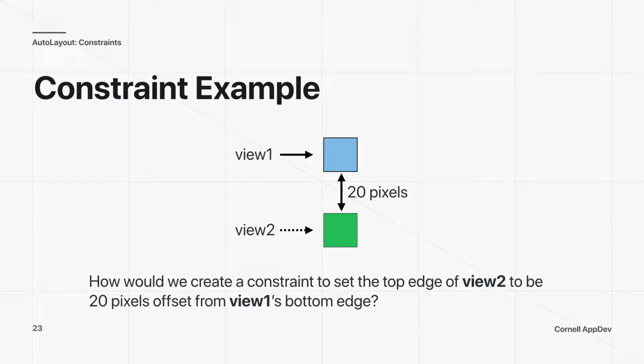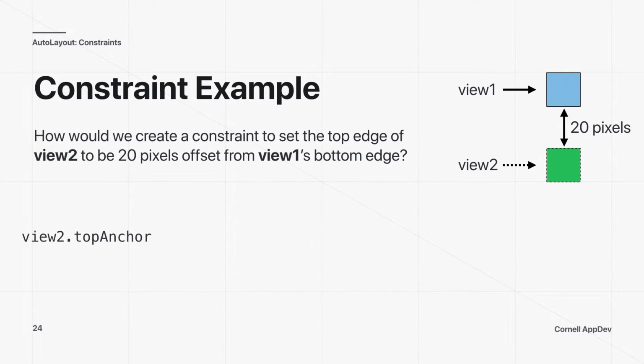And then an example of how we do this in our code. Let's say I want to create a constraint to set the top edge of the green square to be 20 pixels below the bottom edge of the blue square. In order to do this, you would first access that green square, so green is view2. I would do view2.topAnchor, so I'm accessing view2's top anchor property. And then there's a method called .constraint that takes in these two parameters.